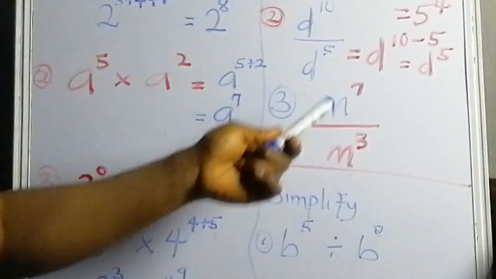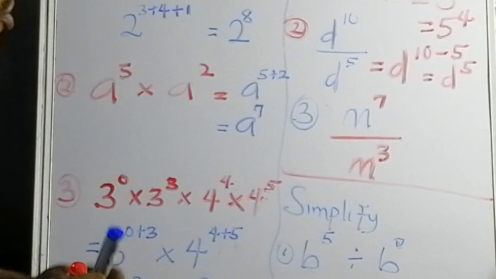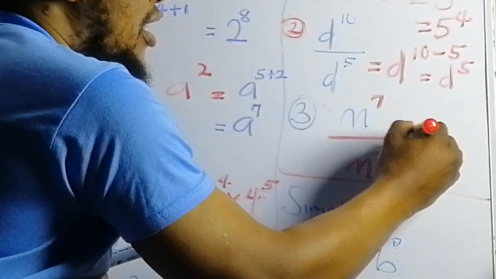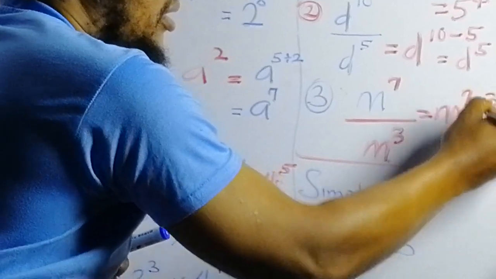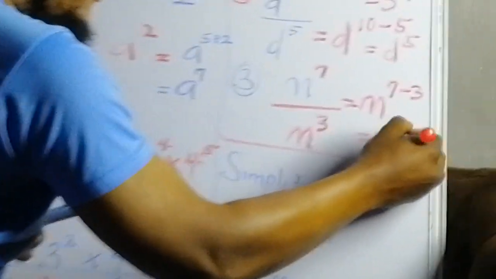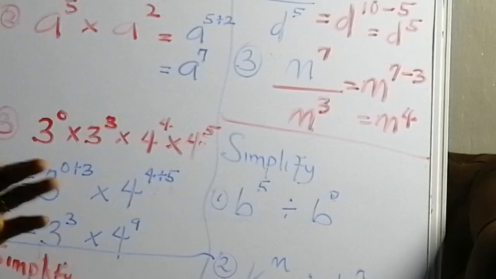M raised to power 7 over M raised to power 3. I can play with any alphabet in mathematics. So this one is also the same thing as saying M raised to power 7 minus 3, which is M raised to power 4. So it's as simple as that. So that's what we call division law.